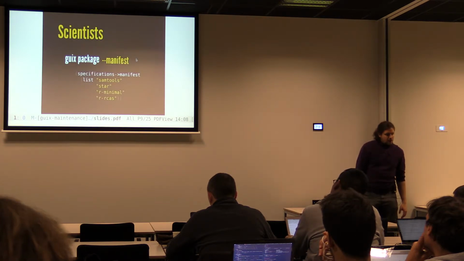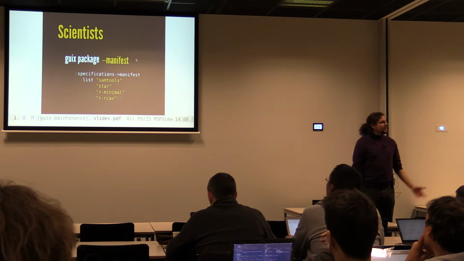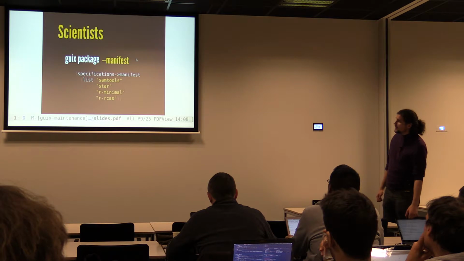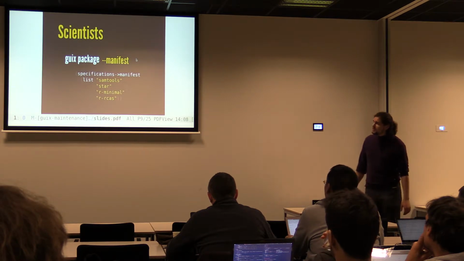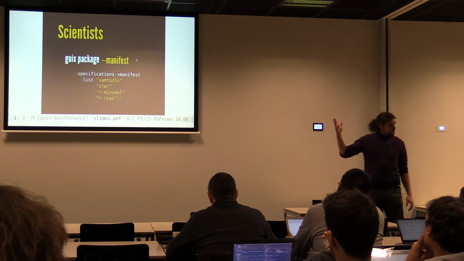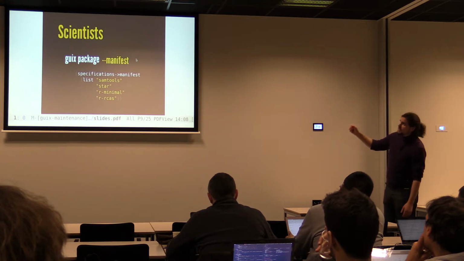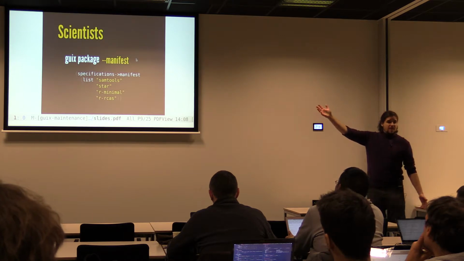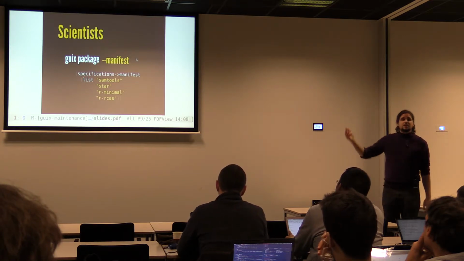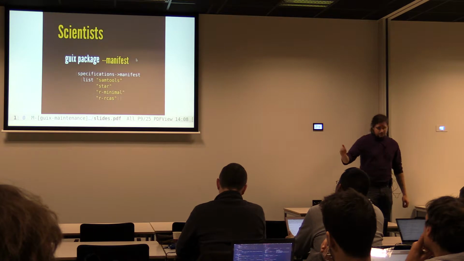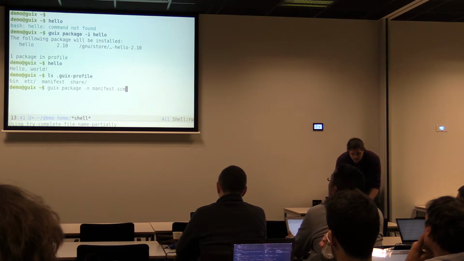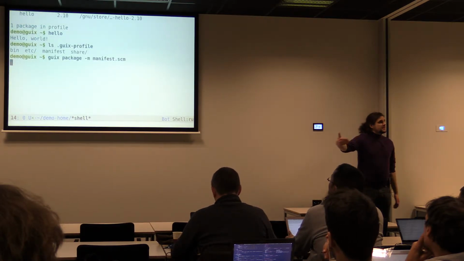You can describe the contents of that profile with a manifest. Here's an example of a manifest. And you may not immediately notice that, but this is Scheme. This is written in Lisp. This really just says, of all of this list of specifications of packages that I want to have, I want to create a manifest out of that. You can pass this to Guix, like so. And it's going to instantiate that manifest.